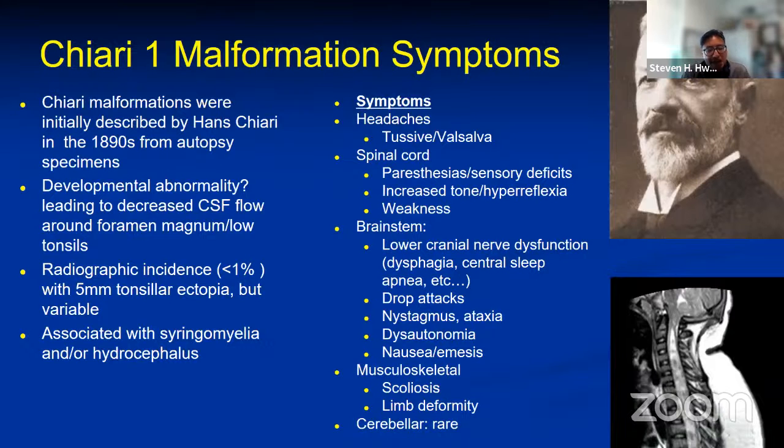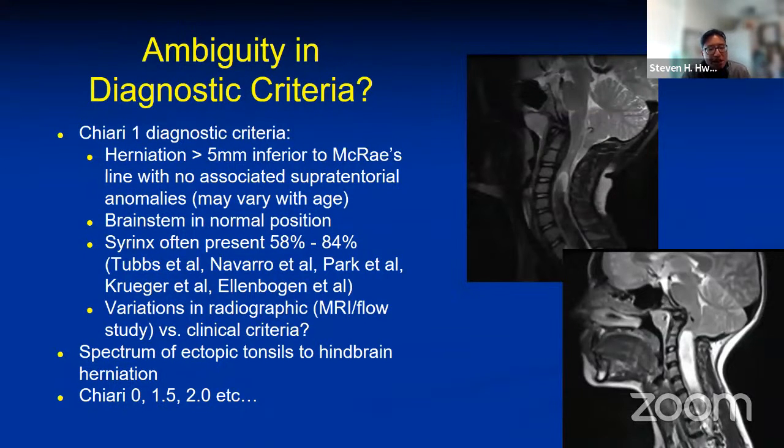Obviously, you can present with headaches, classically tussive, Valsalva-induced headaches. You can have a syrinx and spinal cord symptoms or lower brainstem symptoms. But it can present quite varied as well. And there's some diagnostic ambiguity with that. Some people have described a Chiari 0, which is like a web blocking the CSF flow, or Chiari 0.5 or 1.5. So it can be very confusing when you're trying to piece it together.